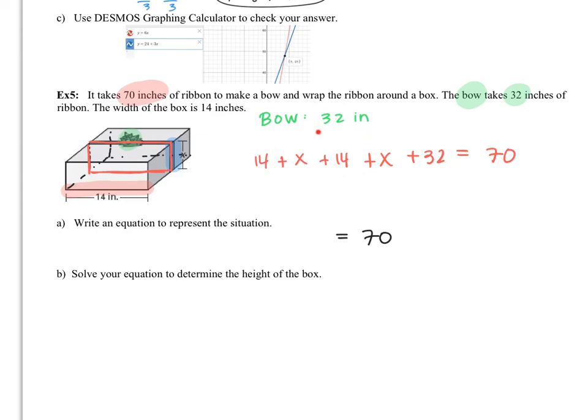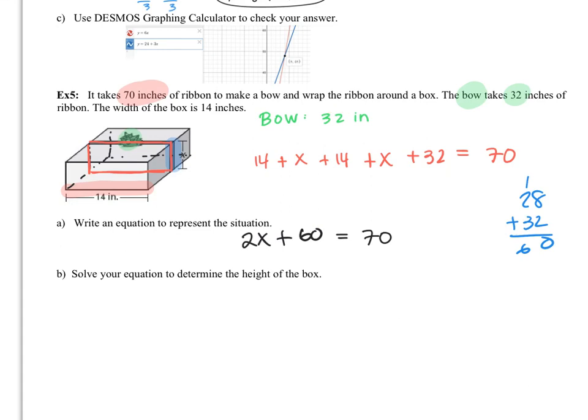So this could be my equation. I'm just going to simplify this to make it a little bit simpler. So I've got my x plus x, which I can make 2x. And then I've got 14 plus 14, which would be 28, plus 32. 28 plus 32, which would be 60. And so my simplified equation to represent this situation would be 2x plus 60. And so again, that's coming from my 14 and my 14 to make 28, x plus x to make 2x, but then my 28 plus my bow of 32 got me my 60.